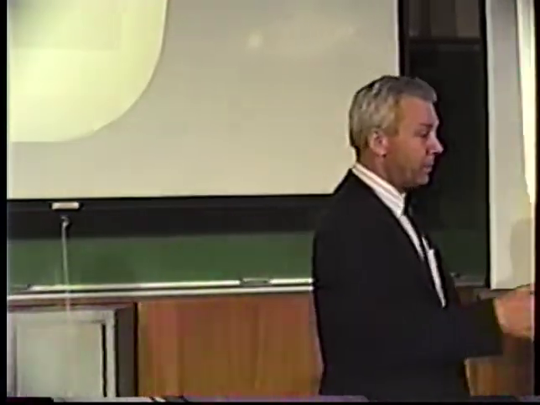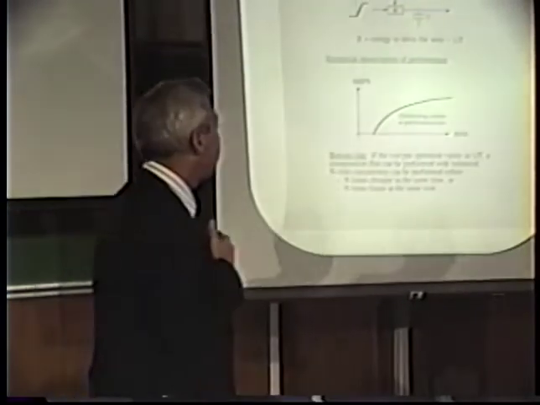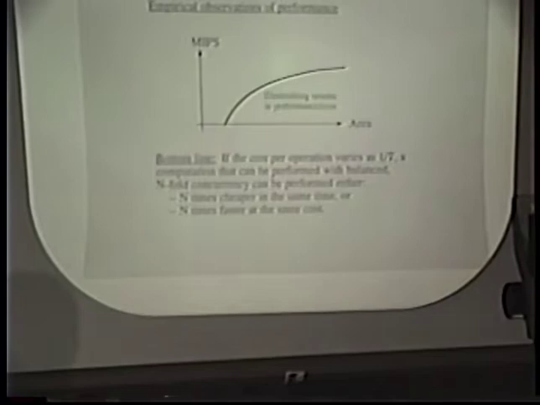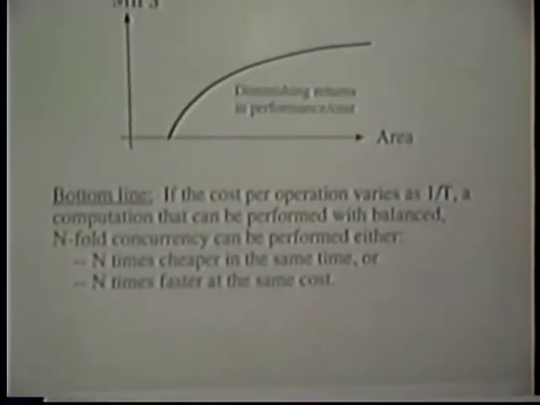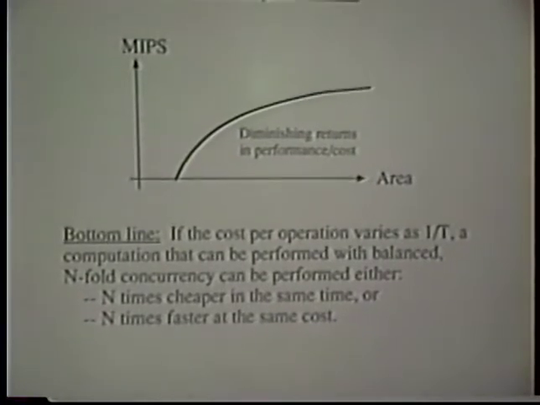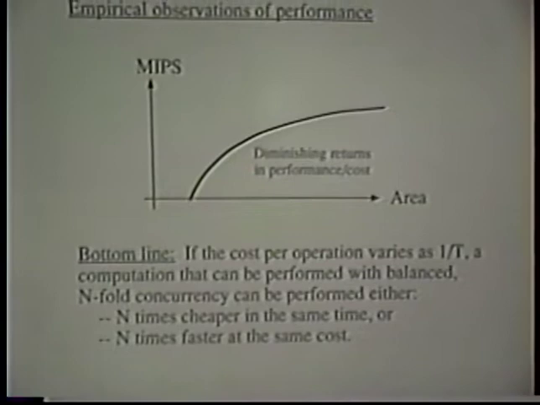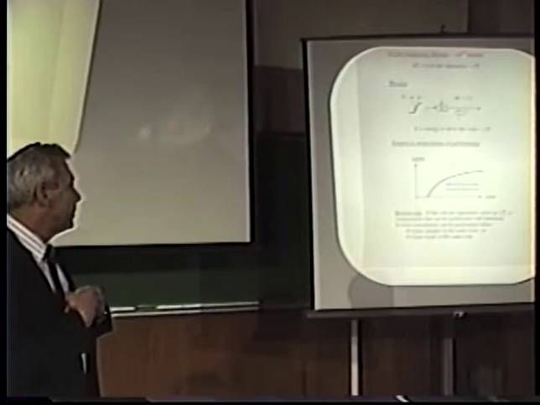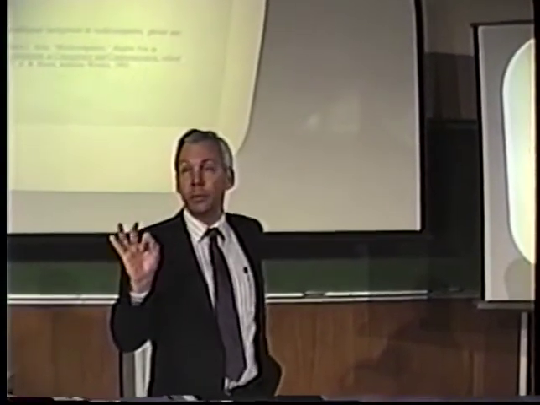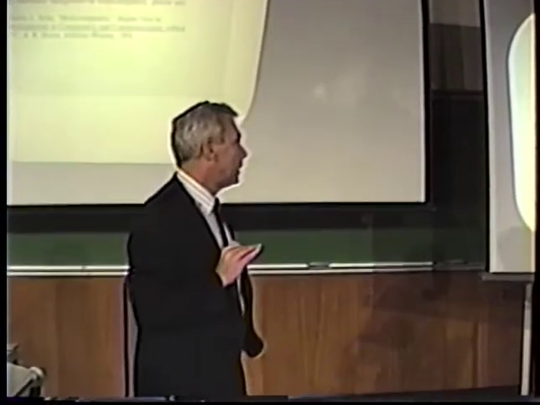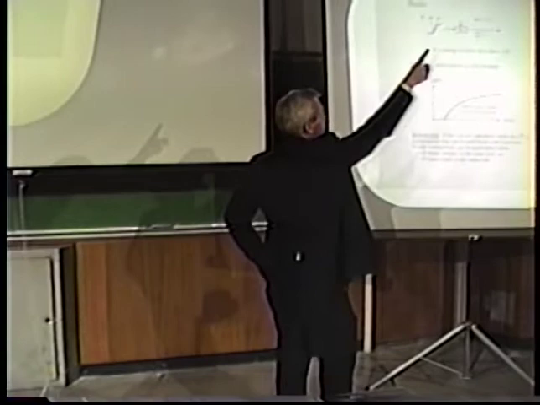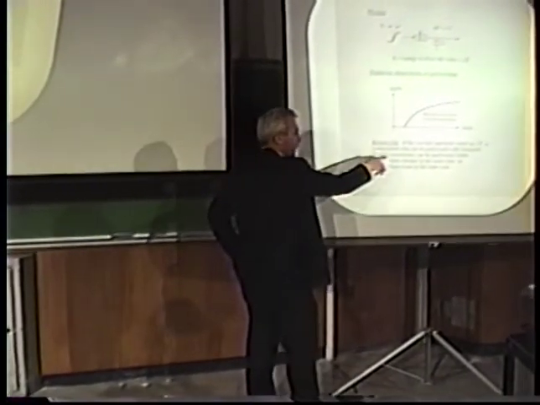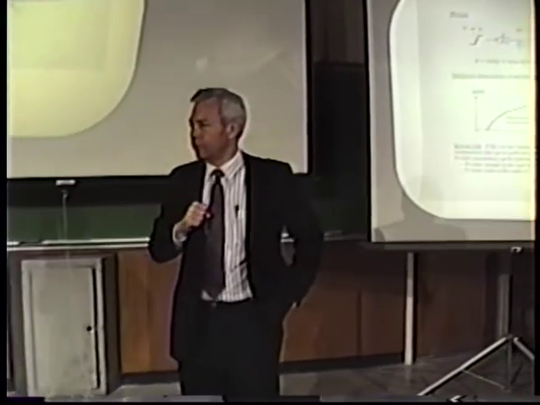There's a bottom line to this. I don't really mean to make light of it, and a fairly important bottom line. If you believe that the cost per operation varies as 1 over t, and I have a computation to perform that can be formulated in terms of n-fold concurrency, and it's reasonably balanced, with caveats such as there isn't really intense communication between these n parts, my claim is that compared to a computation that must be performed sequentially, using this 1 over t relationship, I can perform that computation either n times cheaper in the same time, or n times cheaper in the same cost.